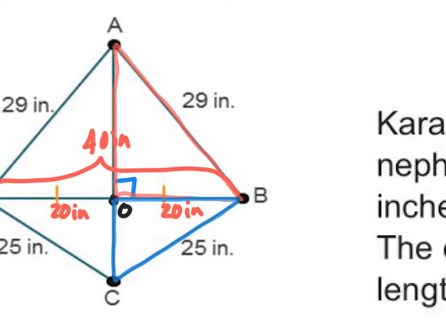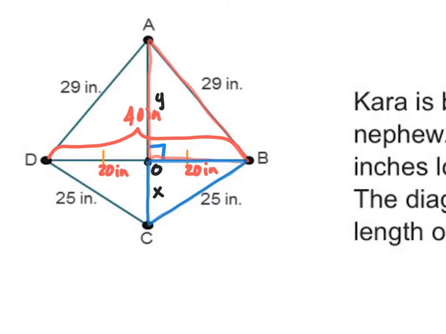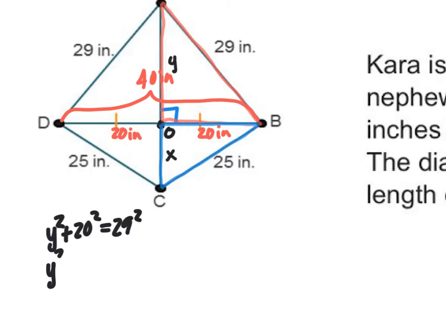Let's call this length y here. So we'll call that y, and then we'll call this one x. It doesn't matter which one we solve for first, but let's just go ahead and do that. So I know that this length is 20, and it shares the length of this big triangle. I can set up the equation y squared plus 20 squared is equal to 29 squared. So 20 squared is just 400. So y squared plus 400 is equal to 29 squared. So 29 squared is 841.